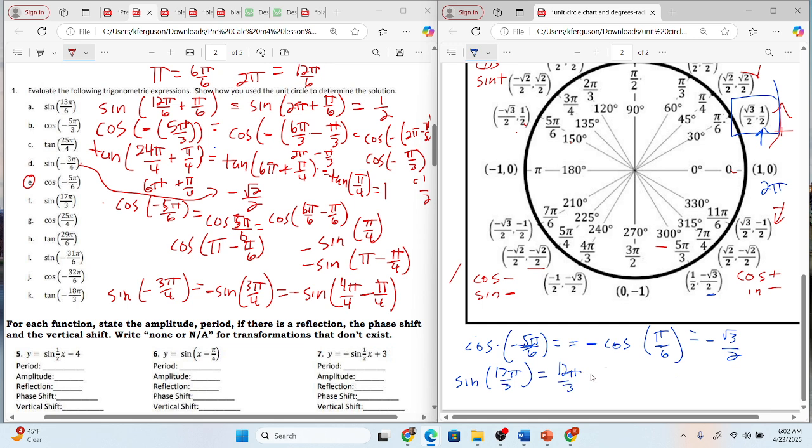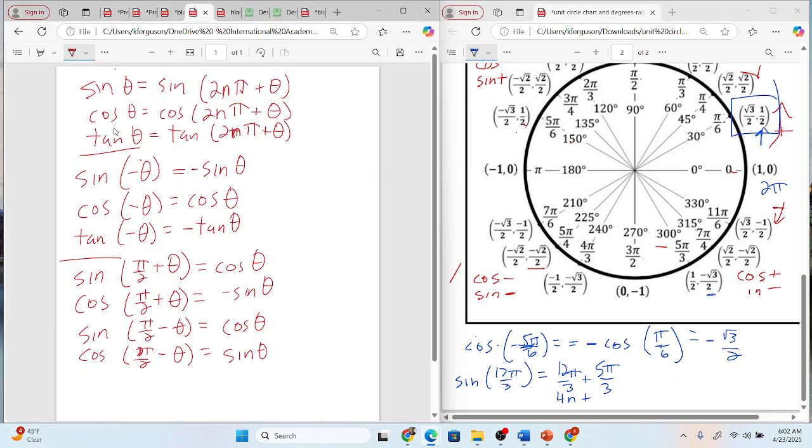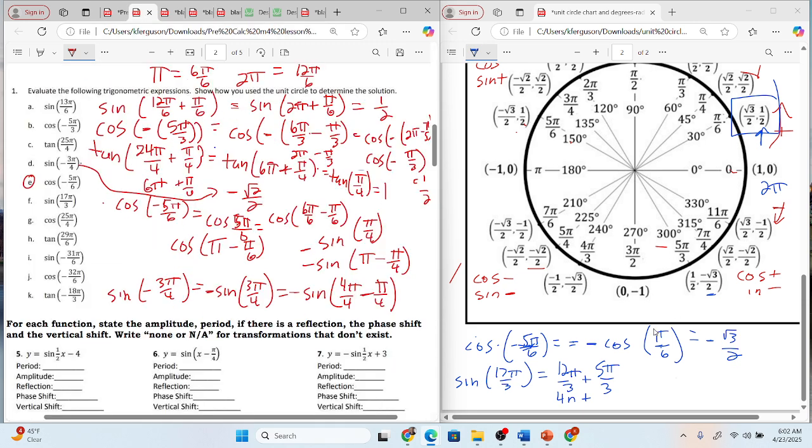pi over 3 plus 5 pi over 3. So that's 12 plus 5, that's 17. And 12 pi over 3, that's 4 pi, and so that's 2 rotations. So now we got to deal with that. All right. So sine of that is just positive sine. So now we've got sine 5 pi over 3. So now we got to work it back the way we worked the other 5 pi over 3 back.